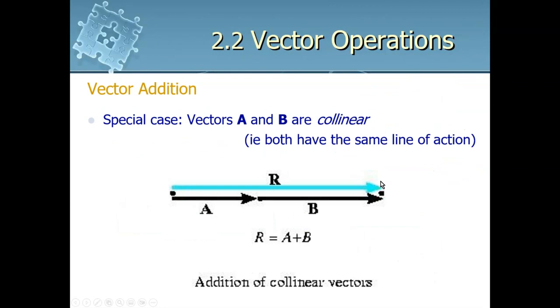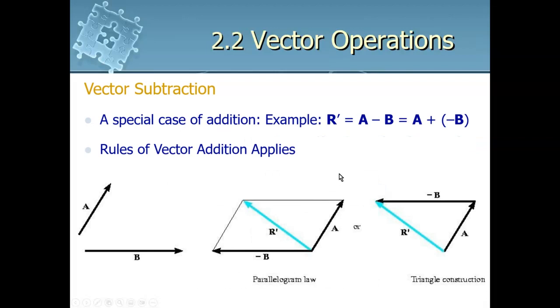The easiest case is if you want to add two vectors which are collinear. In that case, you don't need to bother using vectors. You can treat them as scalars, which is the easier addition of two vectors. If the vectors are collinear, you simply add their magnitudes together. This is like a special case of the triangle, a triangle with A, B, R as the three sides, but in a very special case.